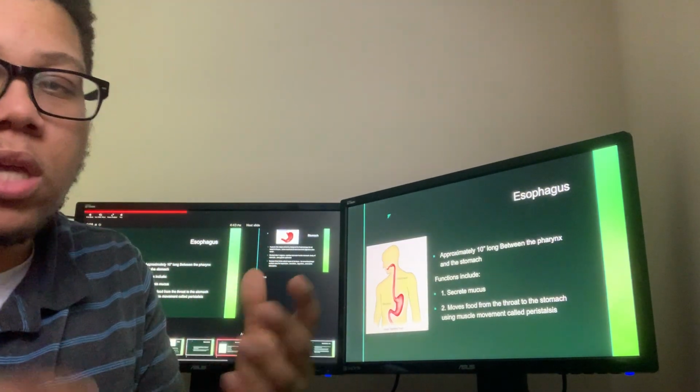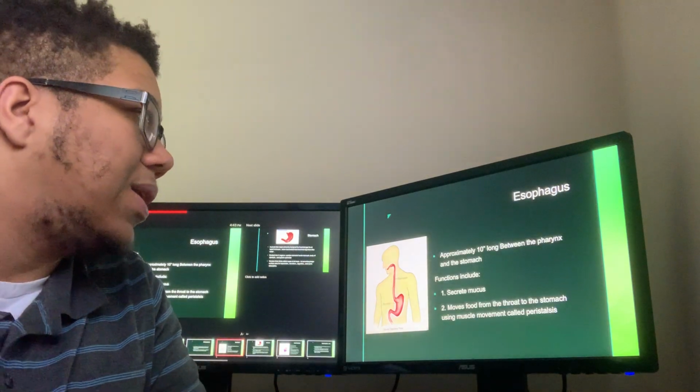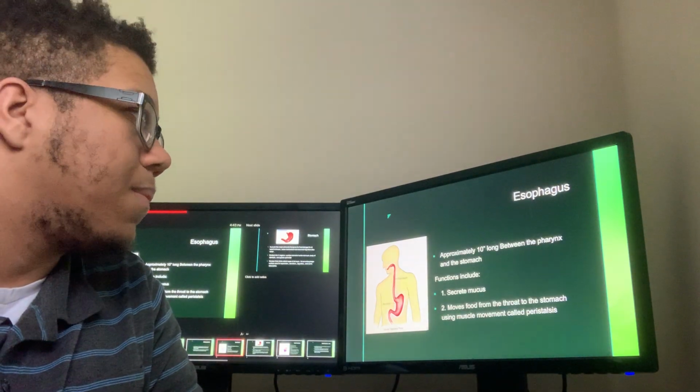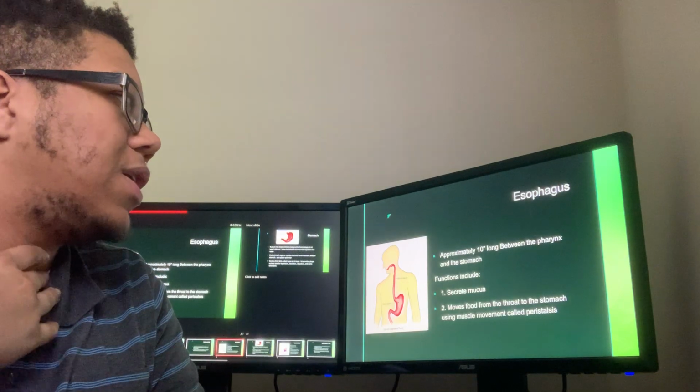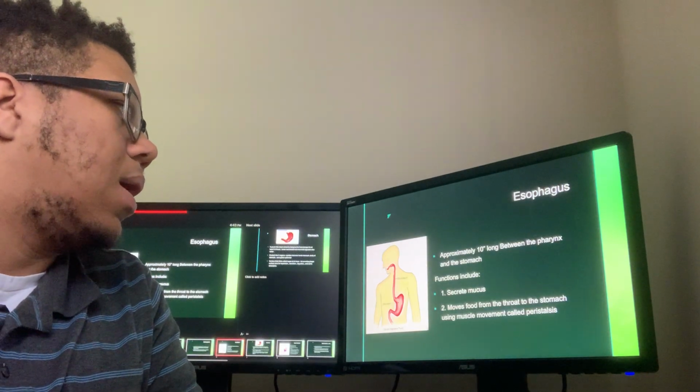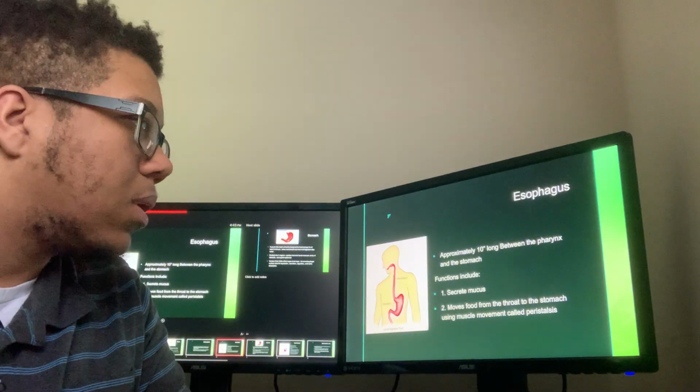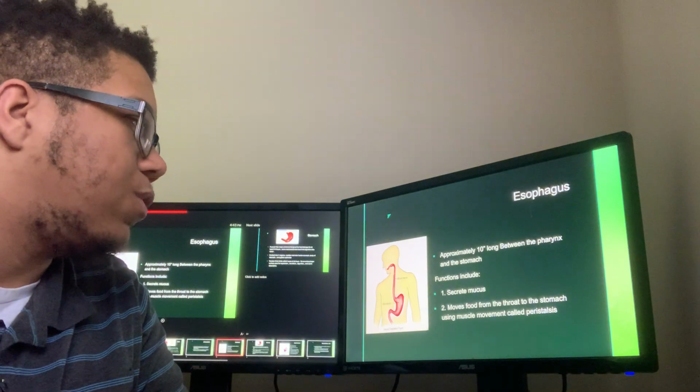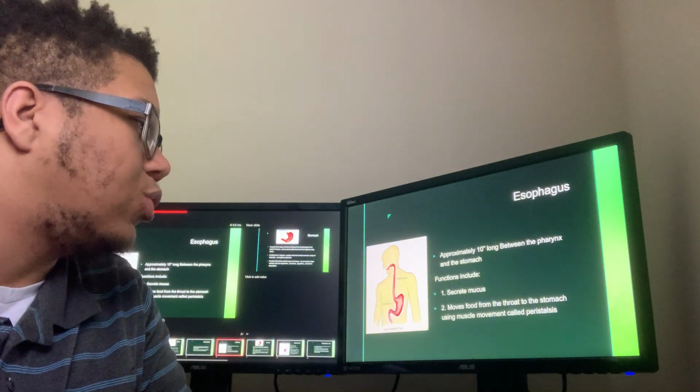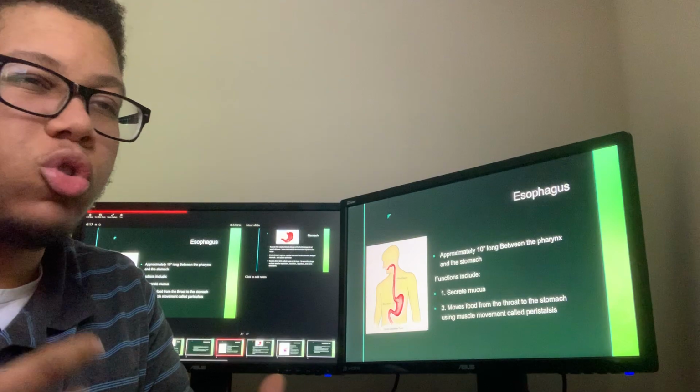So we're going to talk about the esophagus. The esophagus is 10 inches long, between the pharynx and the stomach, and it secretes mucus and moves food from the throat to the stomach using muscle movement.